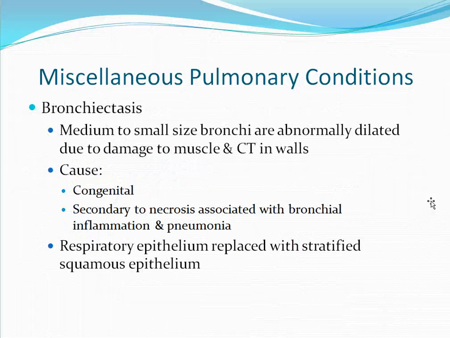Another condition is bronchiectasis. Here, medium to small size bronchi are abnormally dilated due to damage to the muscles and connective tissues in their walls. The cause could be congenital, or it could be secondary to necrosis associated with either bronchial inflammation or pneumonia. You will see respiratory epithelium here replaced with stratified squamous epithelial tissue.